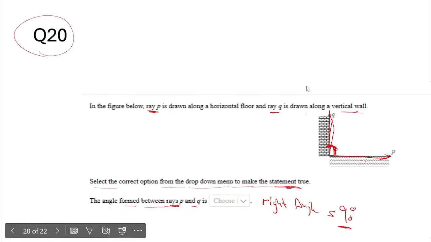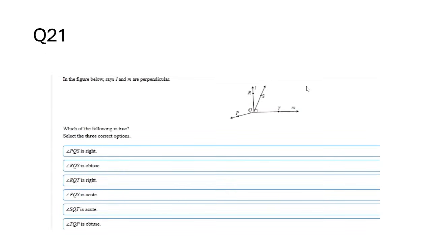Okay. Question number 21. In the figure below, rays L and M are perpendicular. Which of the following is true? Select the three correct answers. So I have three options here that are correct. Angle PQS. PQS is a right angle. Is this a right angle?